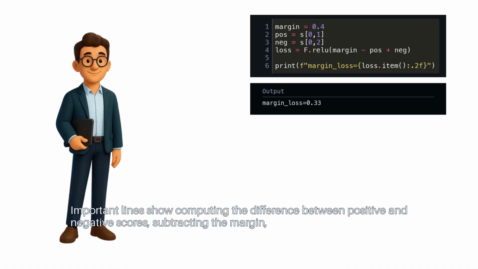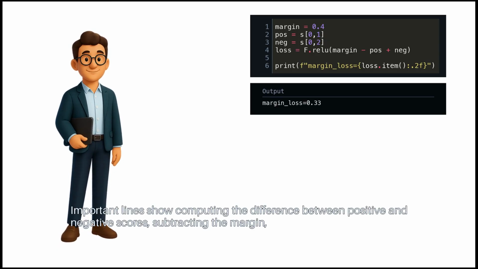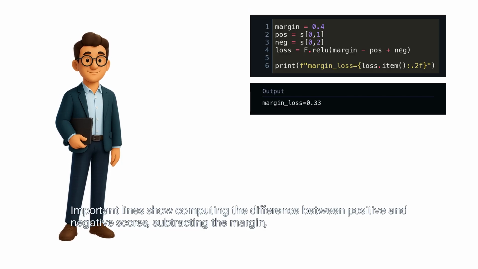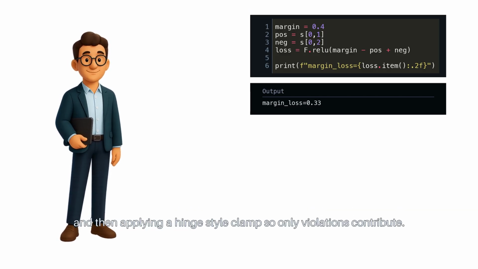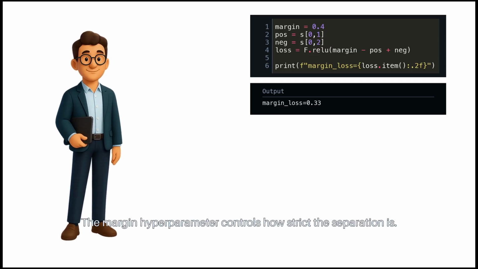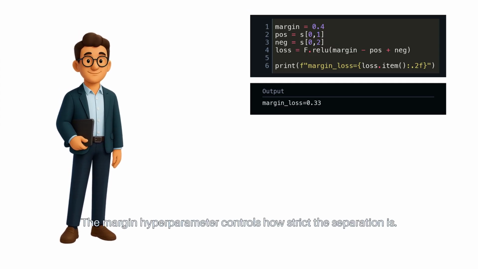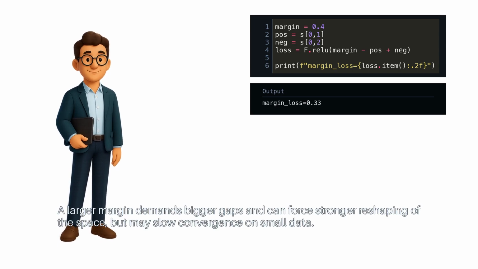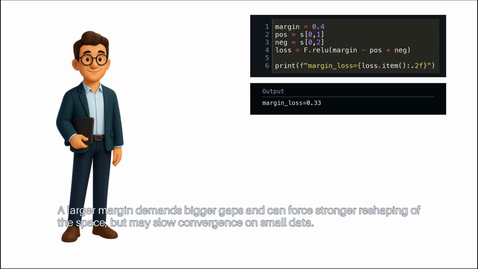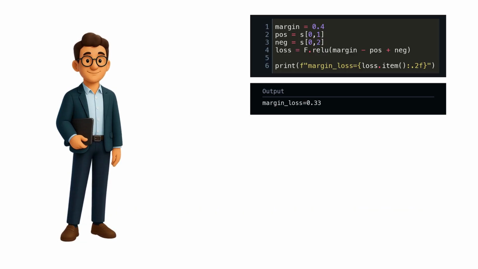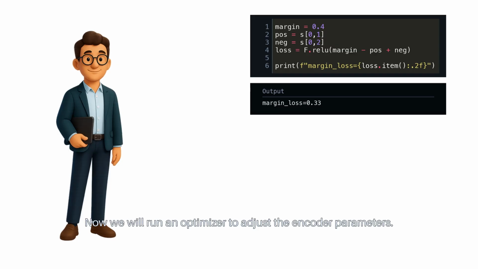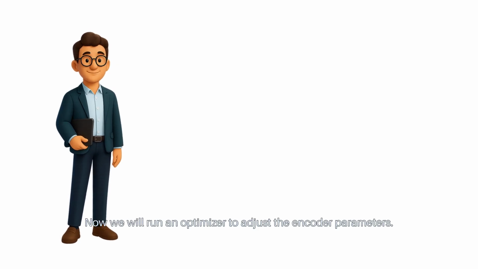Important lines show computing the difference between positive and negative scores, subtracting the margin, and then applying a hinge-style clamp, so only violations contribute. The margin hyperparameter controls how strict the separation is. A larger margin demands bigger gaps and can force stronger reshaping of the space, but may slow convergence on small data. Now we will run an optimizer to adjust the encoder parameters.